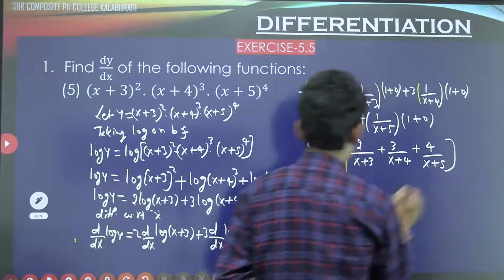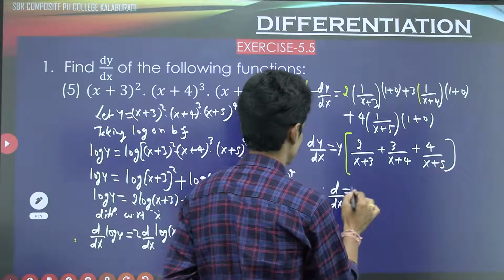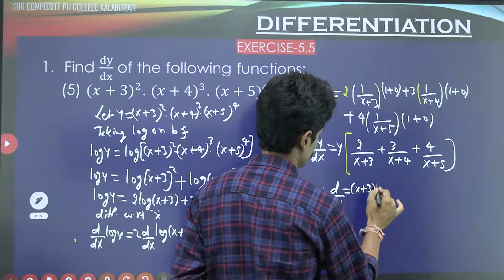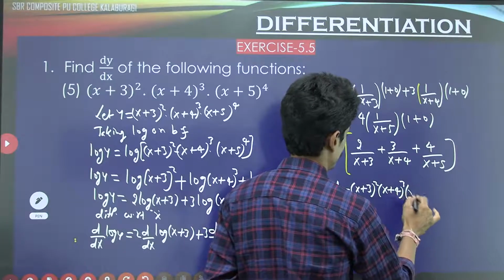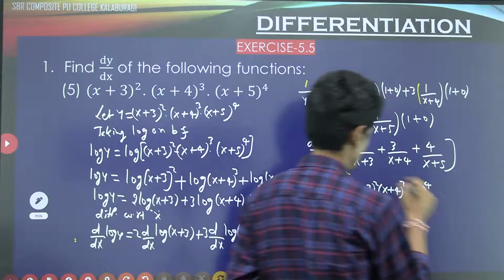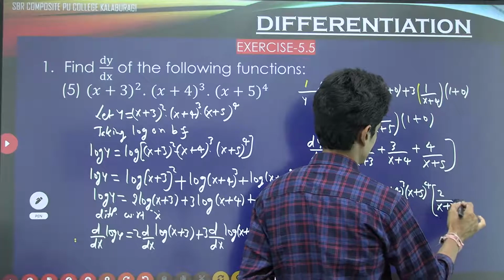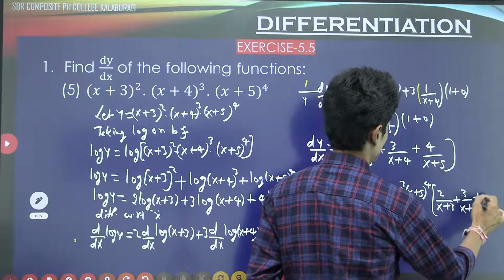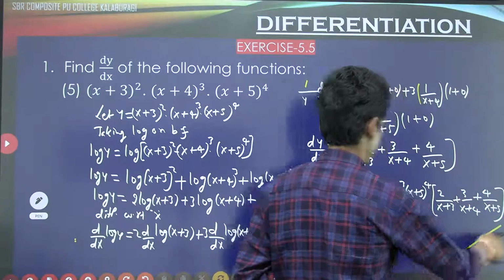Dear students, what is our actual y? dy divided by dx is equal to y, means how much is that? x plus 3 whole square, x plus 4 whole cube, x plus 5 whole power 4 into, inside the bracket, 2 upon x plus 3, plus 3 upon x plus 4, plus 4 upon x plus 5. This is our finalized answer.